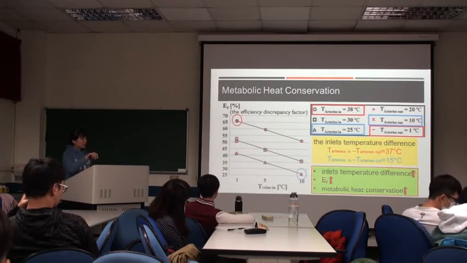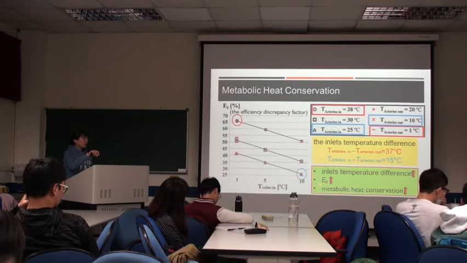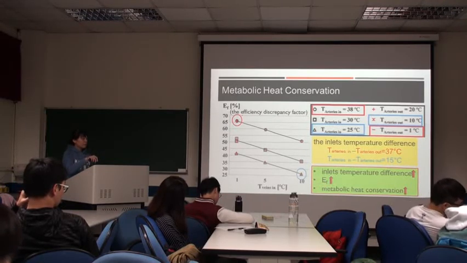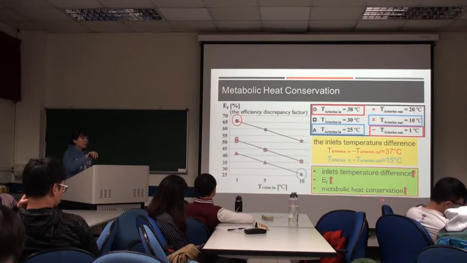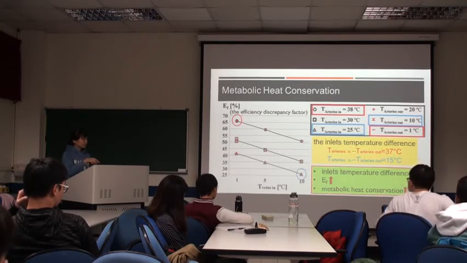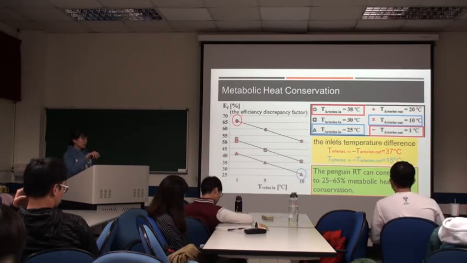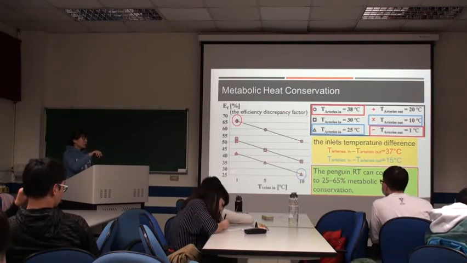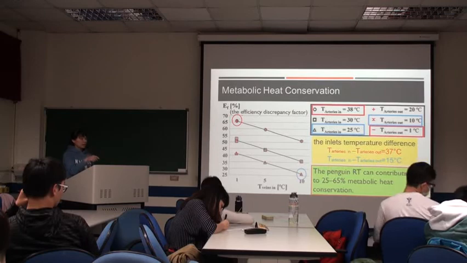So we can know that the higher the inlet temperature difference, the higher the efficiency discrepancy factor will be, and the penguin can save more metabolic heat than the human. It also shows us that the penguin RT can contribute to 25% to 65% metabolic heat conservation.